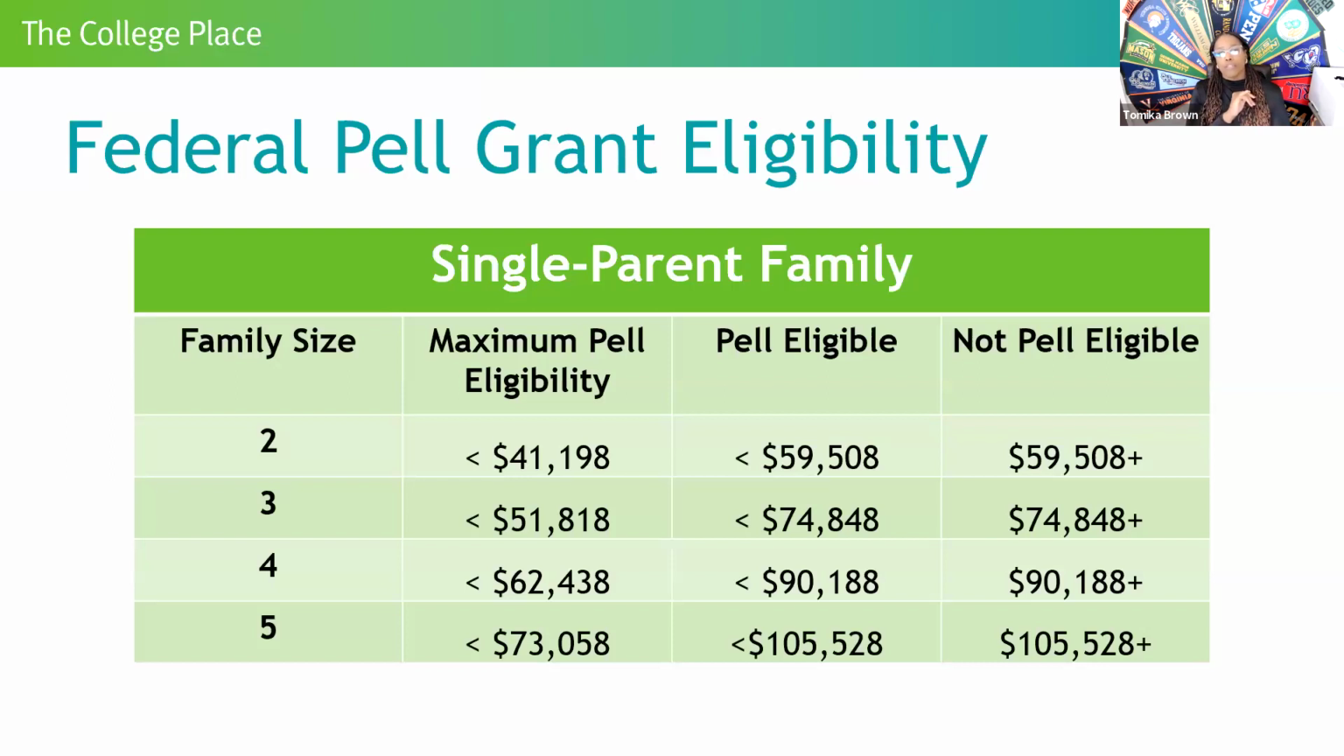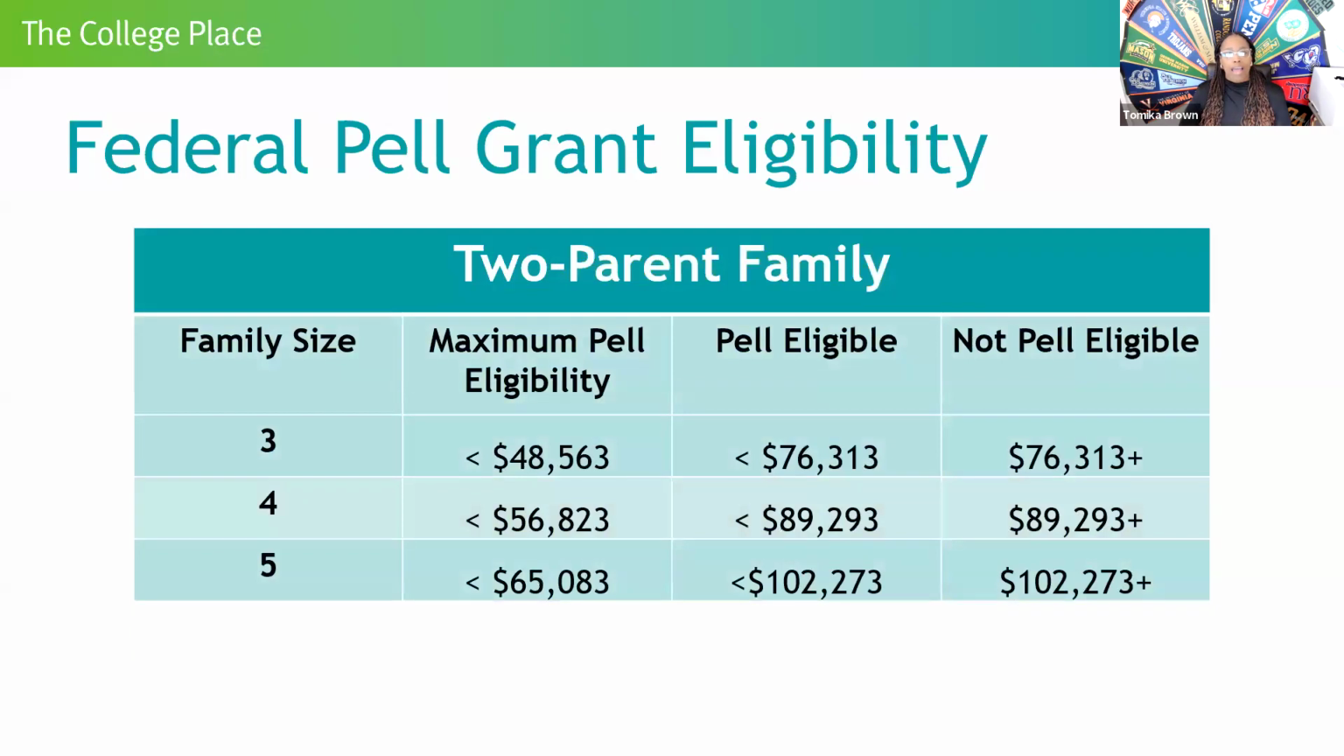So this is what the numbers will look like for a single parent family. This is what the numbers will look like for a two-parent family. Again, just to walk through, let's look at a family of 5, so there are 2 parents and 3 kids. The maximum income that this family can have and still qualify for the maximum amount of the Pell Grant is $65,083. They can make up to $102,273 and still be eligible for the Pell Grant. But if they make $1 more than that, they are no longer eligible for the Pell Grant.